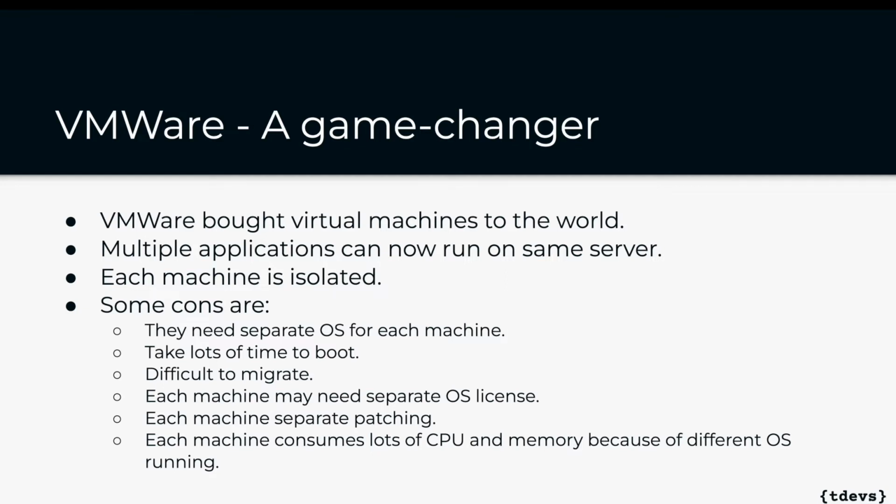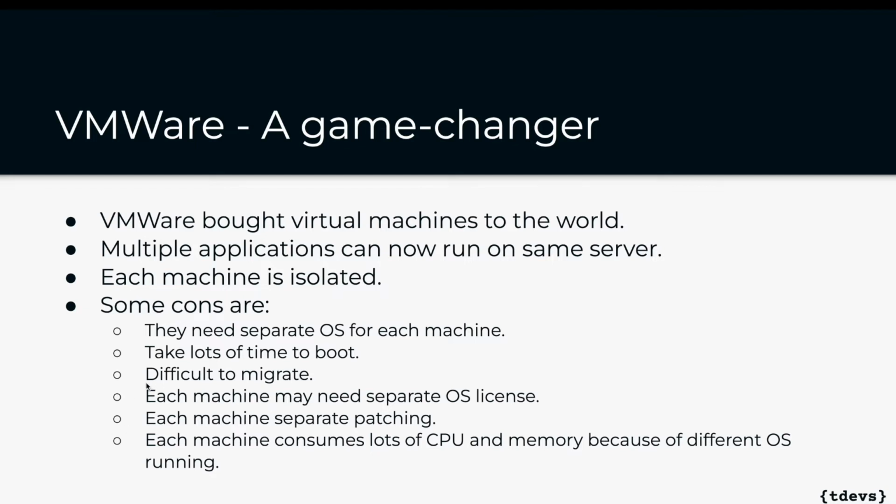But since this technology was revolutionary at that time, there were still a lot of problems with it. What are those? The first one is that they need a separate OS for each machine. Since it is totally virtual and totally isolated, we need a separate operating system for each of the machines. Since the operating system needs to be booted every time the server is starting, and an operating system takes some time to get up and running, it generally takes a lot of time to boot up.